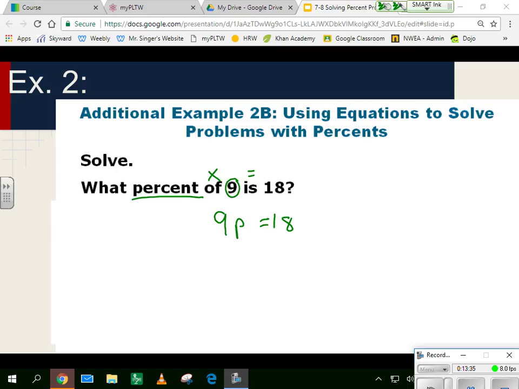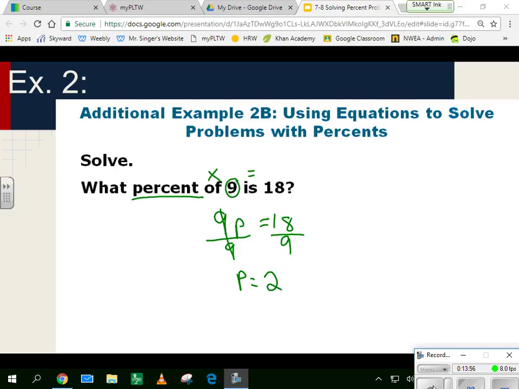So what we have to do is divide both sides by 9. And when we divide both sides by 9, this is gone. Now we're left with p. Now how many times does 9 go into 18? It goes in twice. So you're probably thinking, okay, the percent of 9 is 18 is 2. But that's not exactly it.